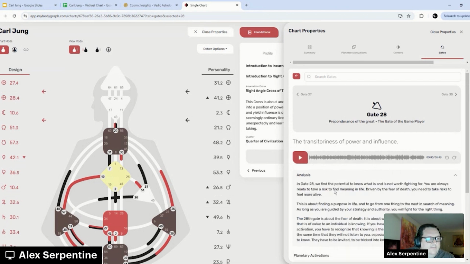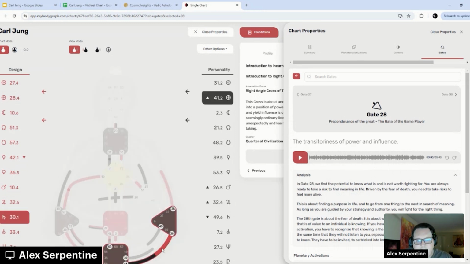And the last one is the 28, which is called Preponderance of the Great. And it's to know what's worth fighting for. It's driven by a fear of death and taking risks. So it's like feeling that death is coming, I've got to do something about it. But it's a very powerful energy. So those are everything in his incarnation cross.